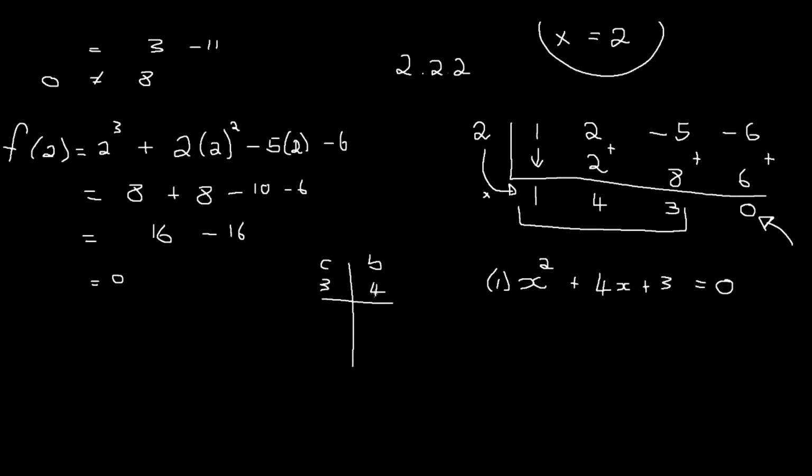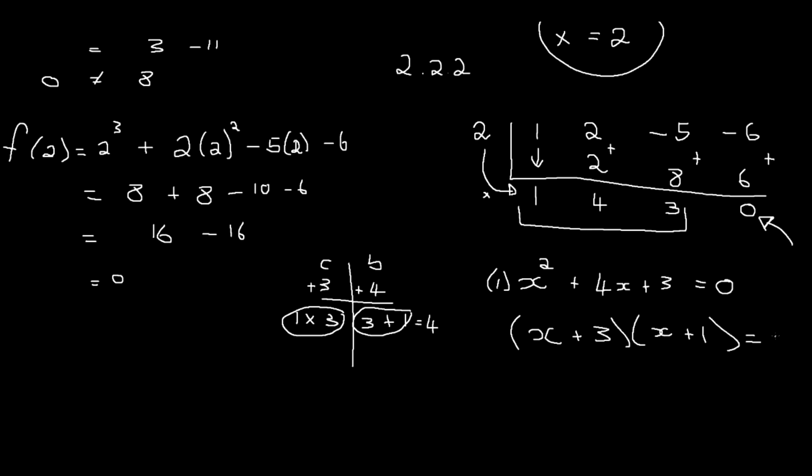So now we need positive 4. We also need positive 3. So what multiply what gives me 3? 3 only has 2 factors. We can have 1 multiply 3. So we know these are going to be my 2 values. Can I possibly find 4? Well, I can by saying 3 plus 1 that equals 4. So now we know that both signs will be positive. Now I can say that x plus 3 multiply x plus 1 is equal to 0.